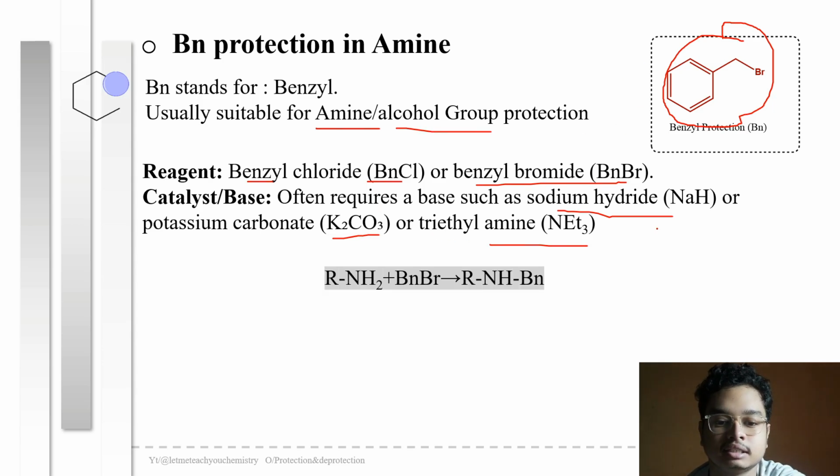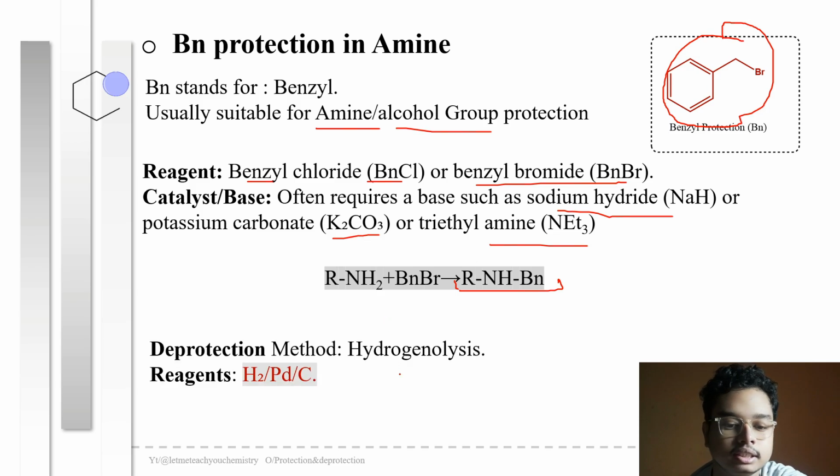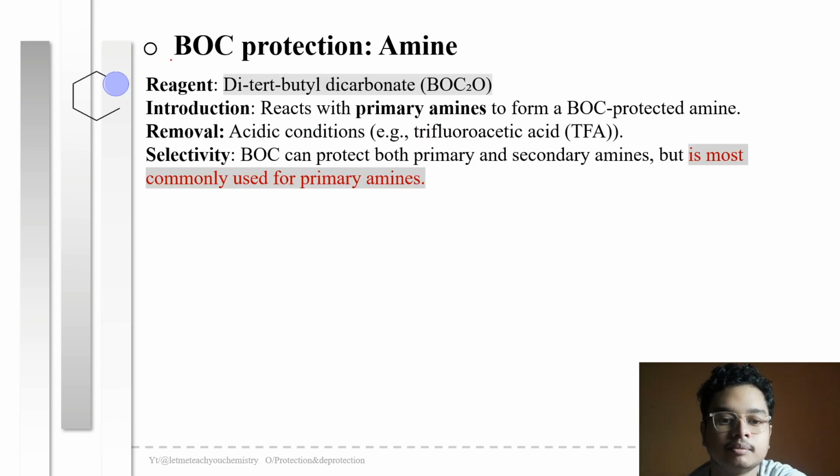The reaction is very simple. The primary amine reacts with BnBr to form RNHBn, and thus we protect the primary amine group. So what should be the deprotection strategy? The deprotection method is hydrogenolysis, where hydrogen and palladium on charcoal are used to break this N-Bn bond to regenerate our primary amine.